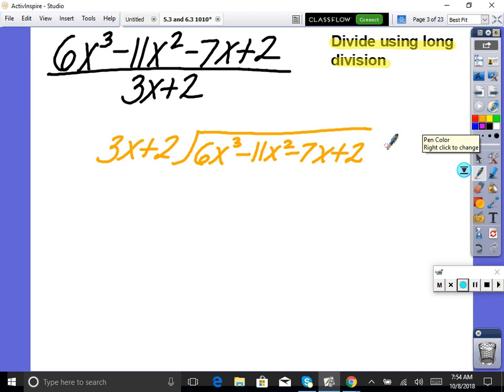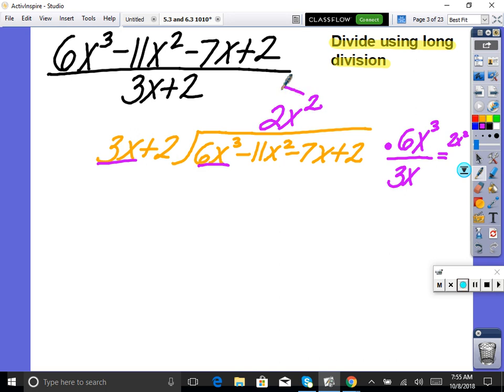So we do need to be able to do it, because in a minute we're going to do synthetic division, which is way quicker, but you can only use it in very small cases. Okay, so we divide our leading terms. You come off to the side, make a bullet point. 6x cubed divided by 3x is 2x squared. If you do your math like this, like me, then I can check your work a lot easier. So we have 2x squared.